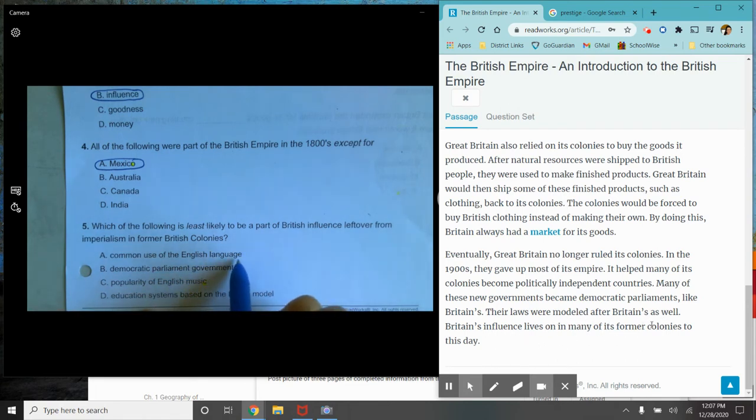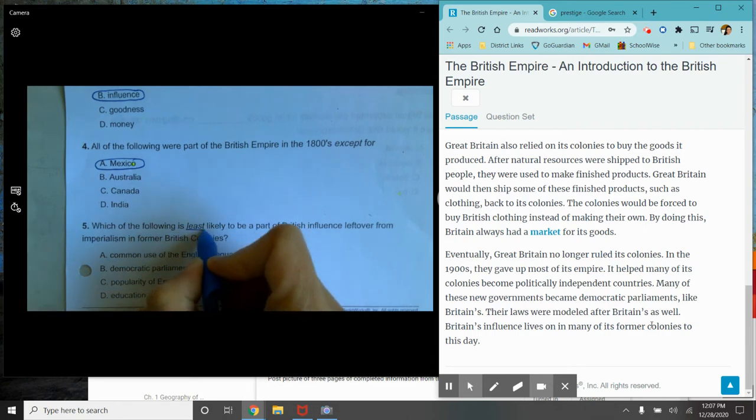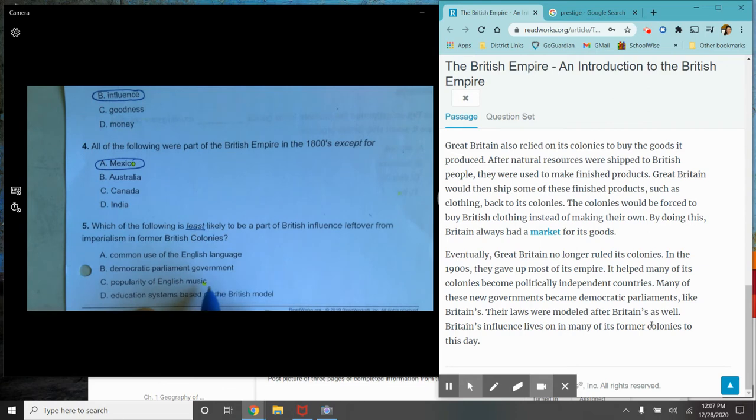So we have English language. Well, if they're following the rules and the government and the laws, then you know they're following English language. And English is one of the primary languages in the world, so we know that's a yes. And they're asking for the least likely. Parliament government, they mention English music and an education system based on the British model. So definitely government and language. Now let's think about this. Music and a British model.